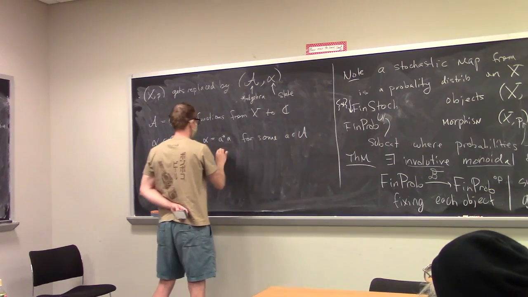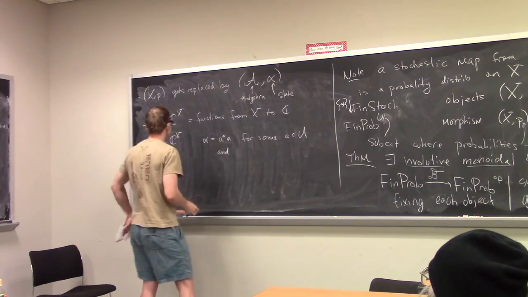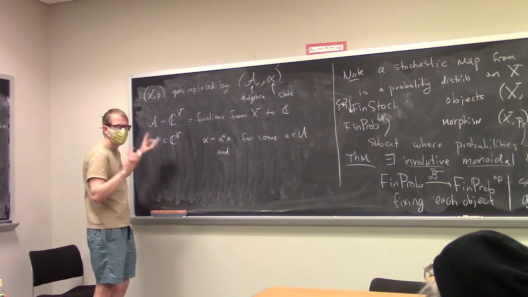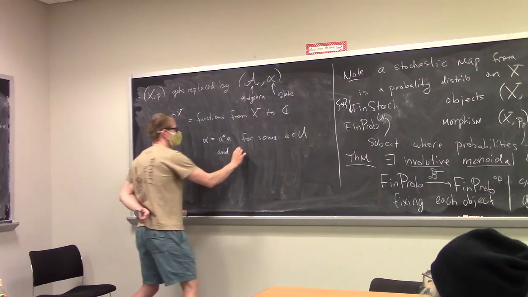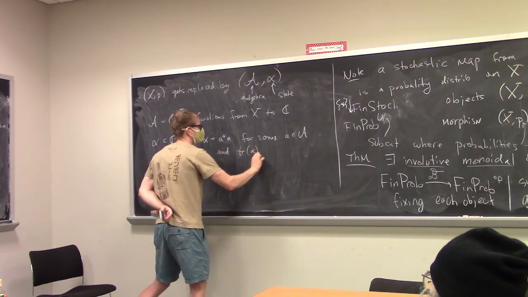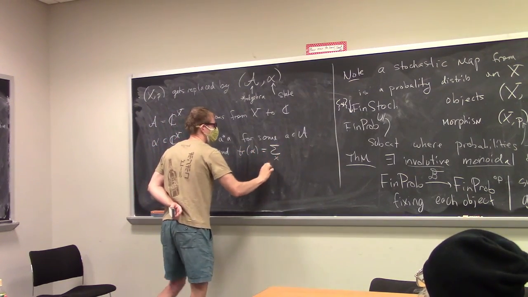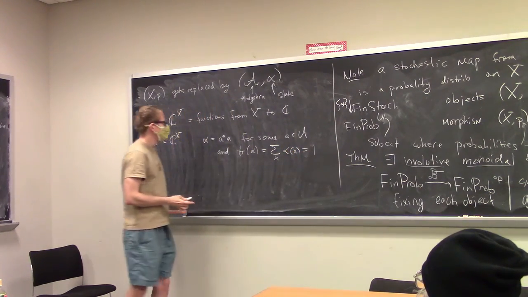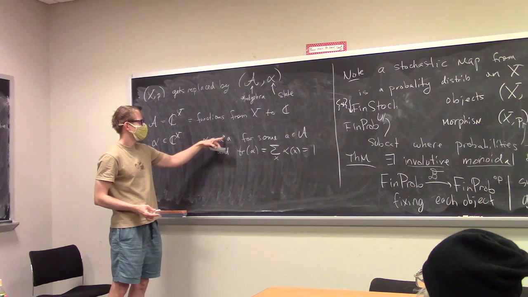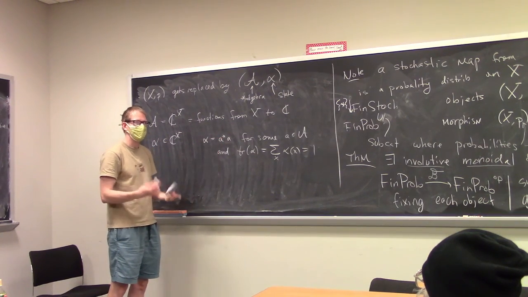A and A star, and the sum or the trace of each of the values of the function in each element. So the trace of alpha is equal to the sum over x of alpha(x), which equals 1. So this condition, this star here, is just the complex conjugate.